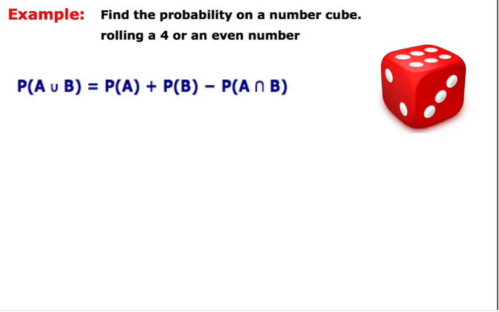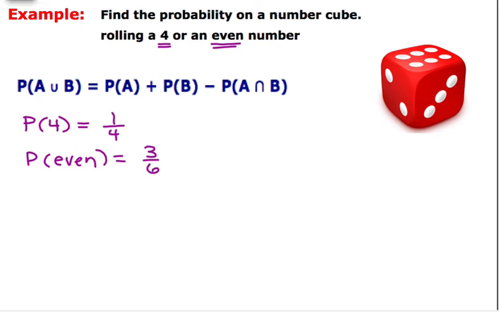All right, so let's go ahead and do another example of a number cube. What is the probability of rolling a 4 or an even number? So let's talk about the probability of 4. We have a 1 in 6 chance of rolling a 4. Now the probability of an even number. The even numbers are 2, 4, and 6. So you have a 3 out of 6 chance that it is an even number. And the probability that it is a 4 and an even number, you have a 1 in 6 chance. Oops, this should be a 1 out of 6, not a 4.